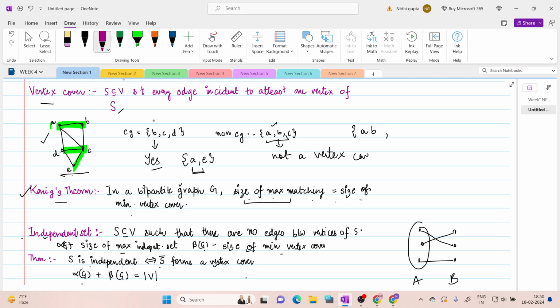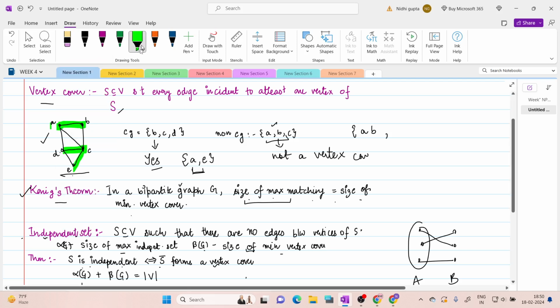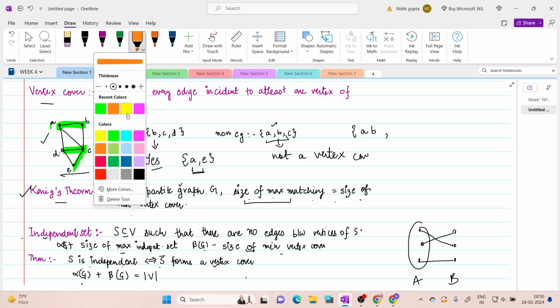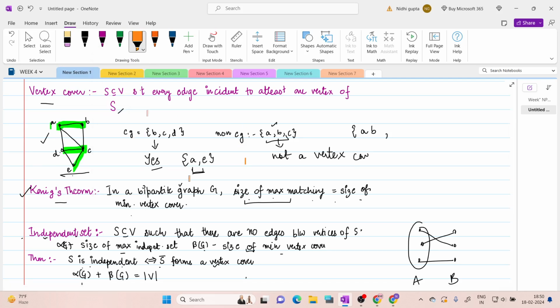Ma'am, in an edge cover, it may be isolated or it should be a continuous path? There is no such condition. You just have to give me a set of edges such that every vertex is covered. So can this be the example, ma'am?